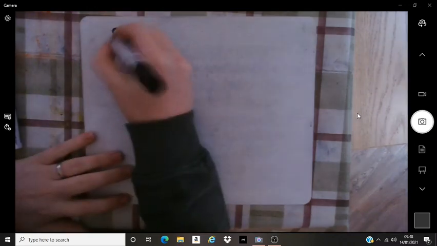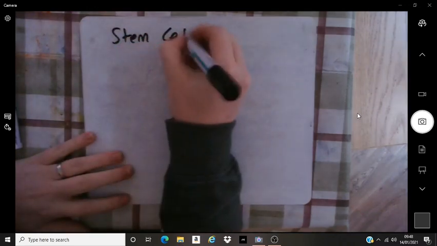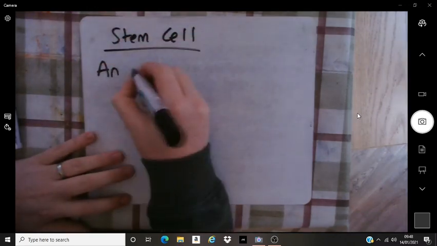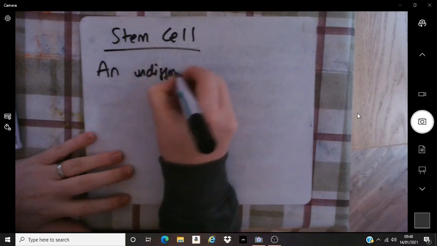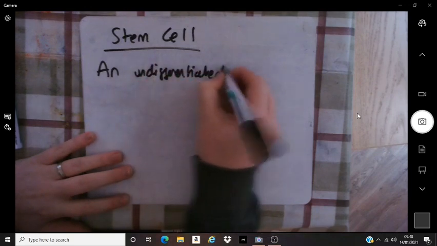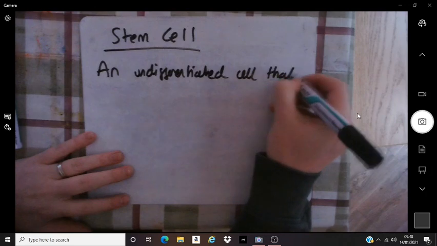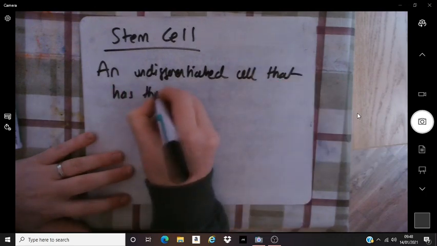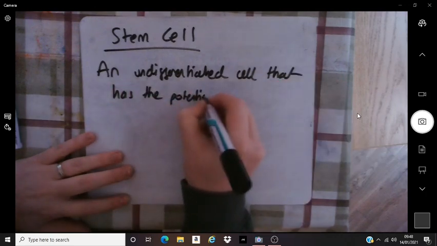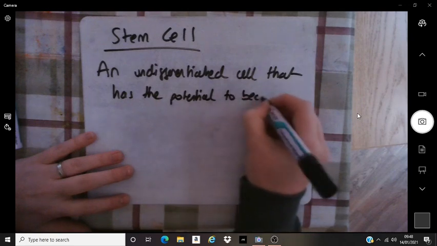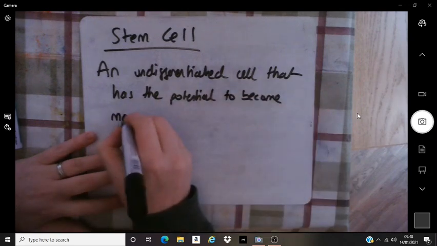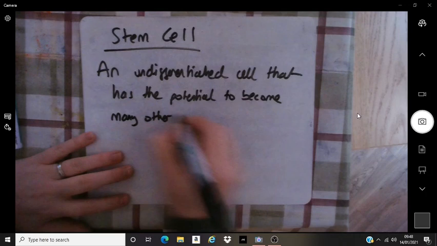So a stem cell. A stem cell is an undifferentiated cell that has the potential to become many other cell types.